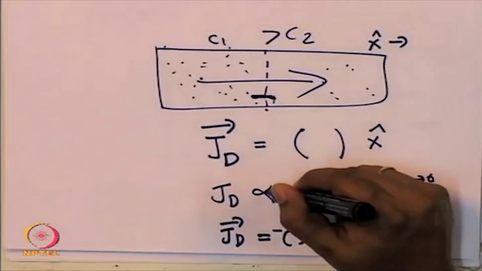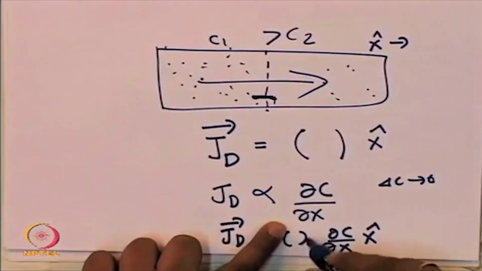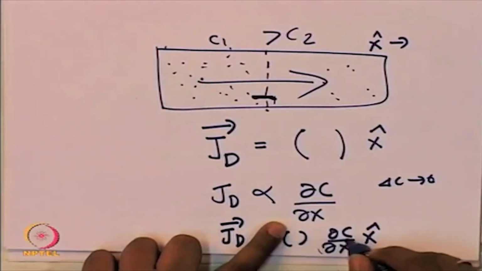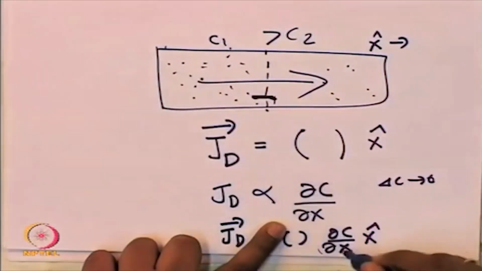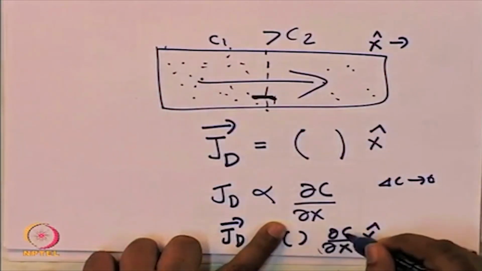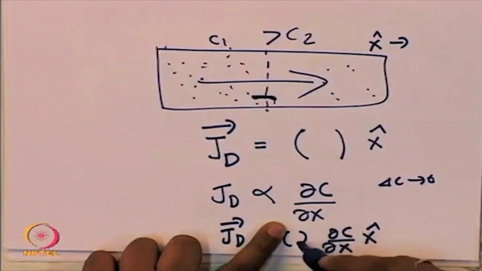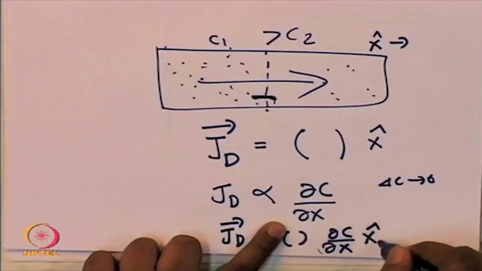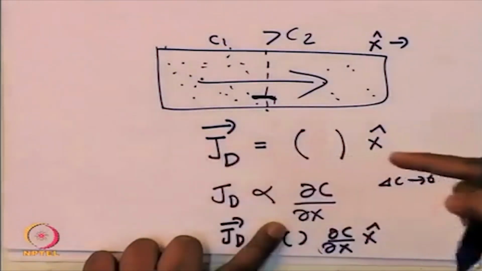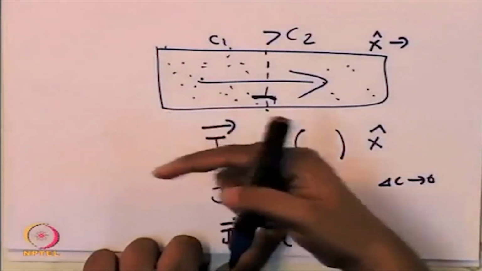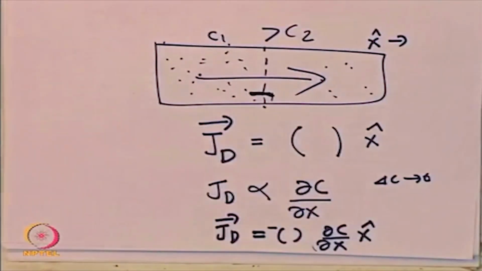Now, you can write this proportionality constant as some constant into del c by del x. Now, del c by del x is negative, which we just said, since the concentration decreases as we go along the x. So, if this is positive, it will mean some negative x cap. That would mean the direction of the J d is along this, which is not true. So, you have to add a negative sign here.